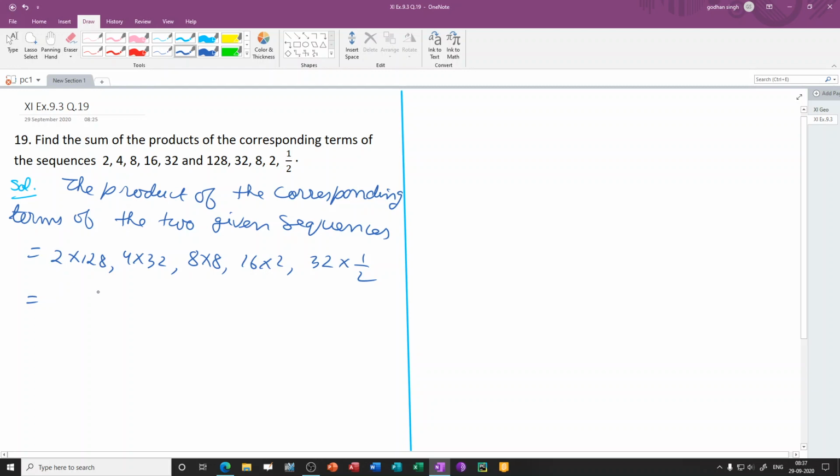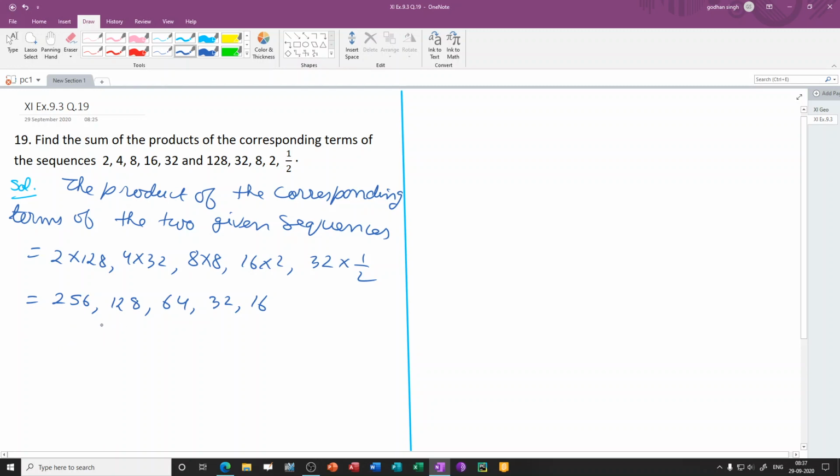So that is equal to 2 into 128, which is 256. Then 4 into 32 is 128. Then 8 into 8 is 64. 16 into 2, that is 32. And 32 into 1 by 2, that is 16. Now find the sum. We can add them simply, but that is not the way to be done, because we have to solve it by using formulas. That will be the right way of doing it.